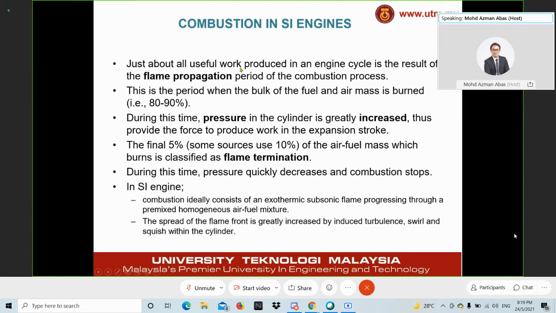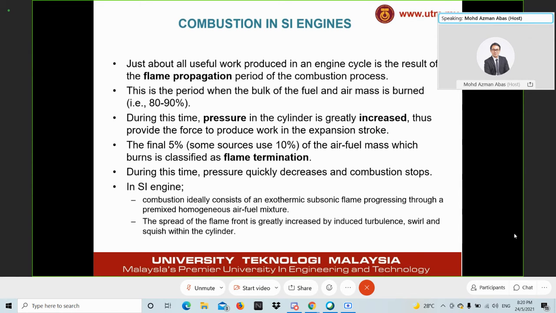So just about all useful work produced in the engine cycle is the result of the flame propagation, which is your second phase. Most of the work is being produced during the second phase. This is the period when the bulk of the fuel and mass is burned. 80 to 90% of the air fuel mixture is being burned during the second phase. During this time, pressure in the cylinder is greatly increased. Of course, this is when you have your maximum pressure, thus providing the force to produce work in the expansion stroke, which is why you need to have your maximum pressure in the second phase.